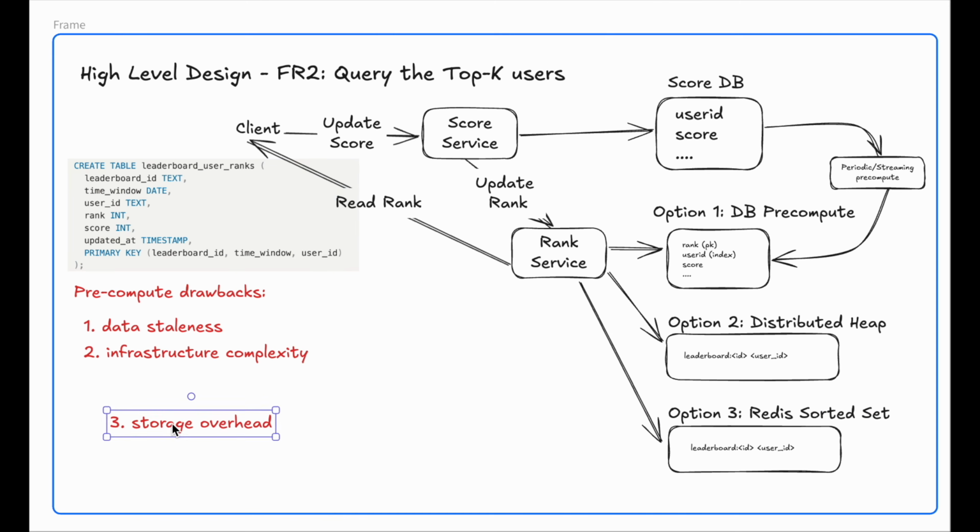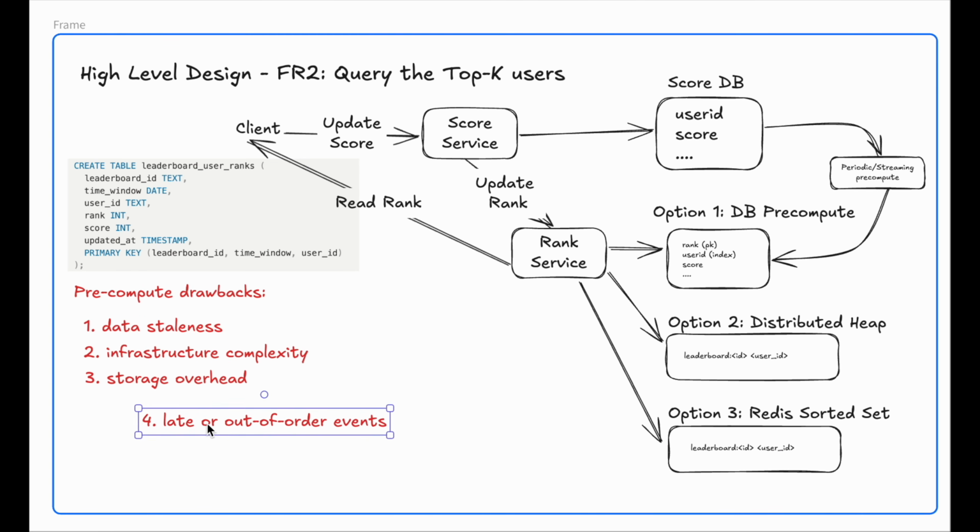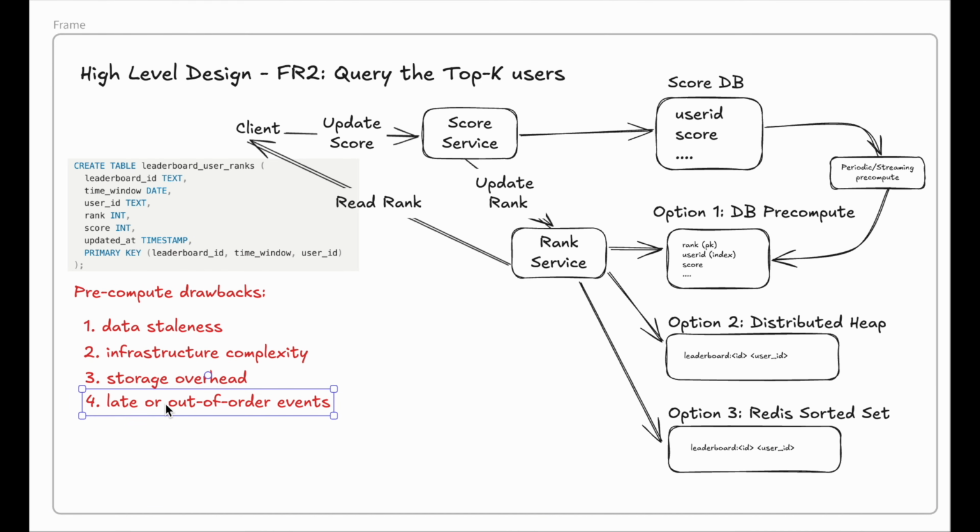Third, storage overhead. Every leaderboard times time window times user tuple takes space. We need to apply TTL policies to expire outdated records, archive older data to cold storage, and roll up fine-grained snapshots over time. Fourth, late or out-of-order events. If score updates arrive after the relevant window has closed, we may miss them in the rankings. Stream engines like Flink allow us to set event time watermarks and run catch-up jobs to fix those gaps.